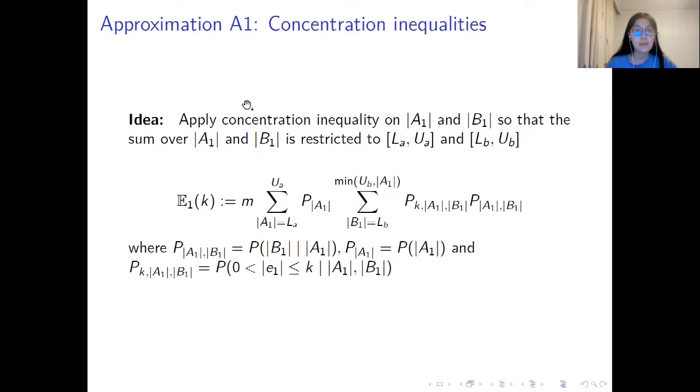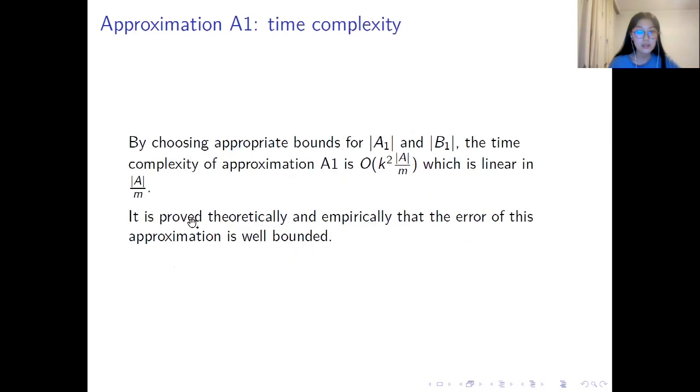So the idea is to apply concentration inequality on the bucket sizes A1, B1, because we know their distribution, and we can apply proper concentration inequality to make sure that the error is not bad. We restrict the range of A1, B1 to a smaller interval, LA, UA, LB, UB, and keep everything else unchanged. And we got this approximation here, E1. In our paper, we choose the interval as mean value plus and minus 5 standard deviations for the proof.